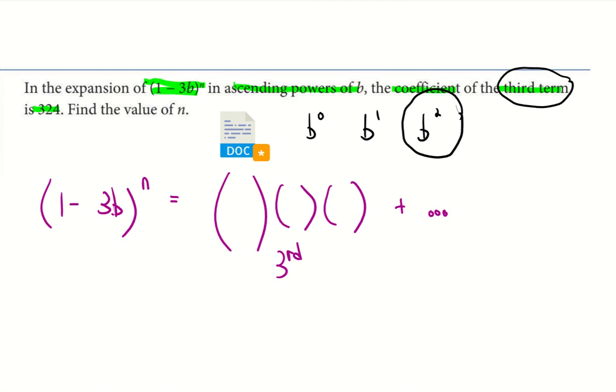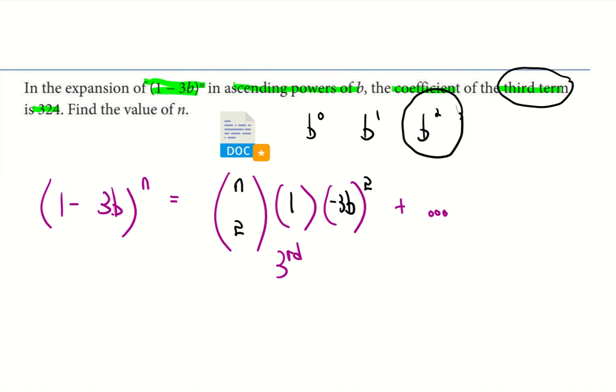Then I slowly fill in the blank again. What should I fill in inside the middle bracket? 1. Then the last bracket, negative 3b. What is the highest power here? Power n, right? So I put n. Okay, but I need a b square for the third term. What must I do to the power for negative 3b? I need to square it. Agree? So this will allow me to have the third term. Since I have a power 2 there, I make sure I choose n choose 2.